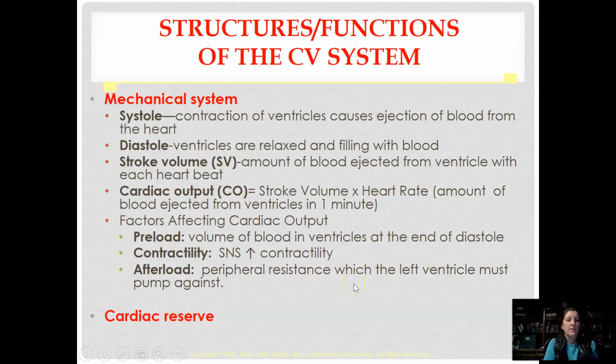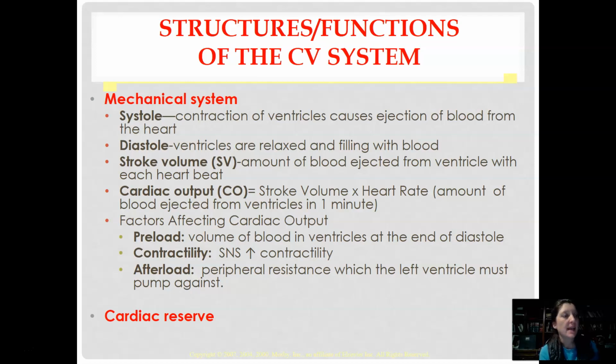Okay, so let's talk about the mechanical system of the heart and some words that we use when we talk about the heart. So systole, we'll talk about systolic blood pressure. That's the higher number. Systole is when the ventricles are contracting and ejecting blood from the heart. So that's why blood pressure is higher, because the ventricles are putting that pressure on the artery by forcefully pumping out that blood.